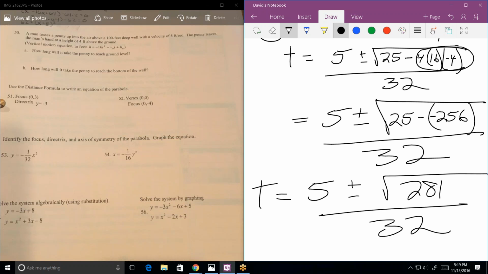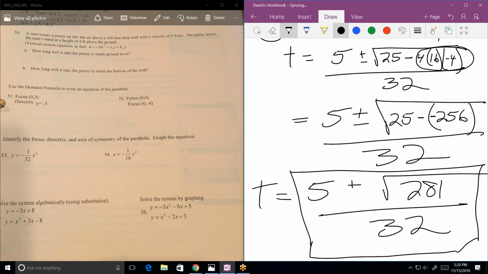Now, notice that one of those gives you a negative number, the minus part. The square root of 281 is definitely greater than 5. So if I take 5 minus the square root of 281, I get a negative numerator. Times can never be negative. So you throw out the negative and you solve for the positive, and that's the time at which the penny reaches the ground level. Not the bottom of the well, but the ground level.